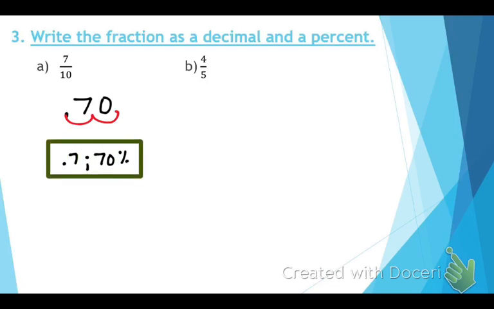Let me have you guys try to do problem B on your own. Let's see, guys, 4/5, what is that as a decimal? 0.8. Very good. And turn that into a percentage, and what do you get? 80%. All right, so I'm going to put it down here. 0.8 is my decimal, which also means 80%.